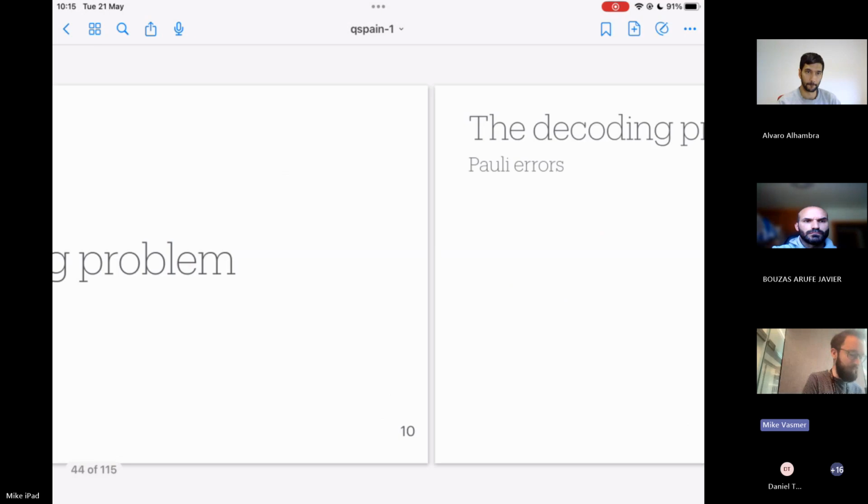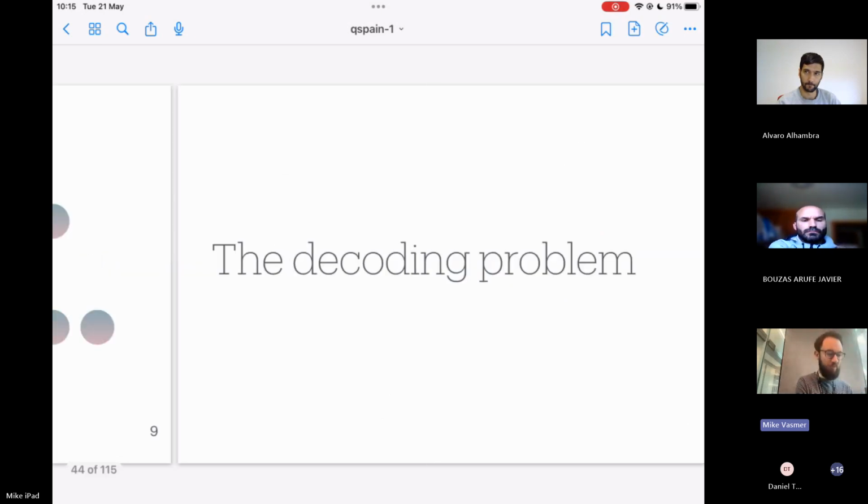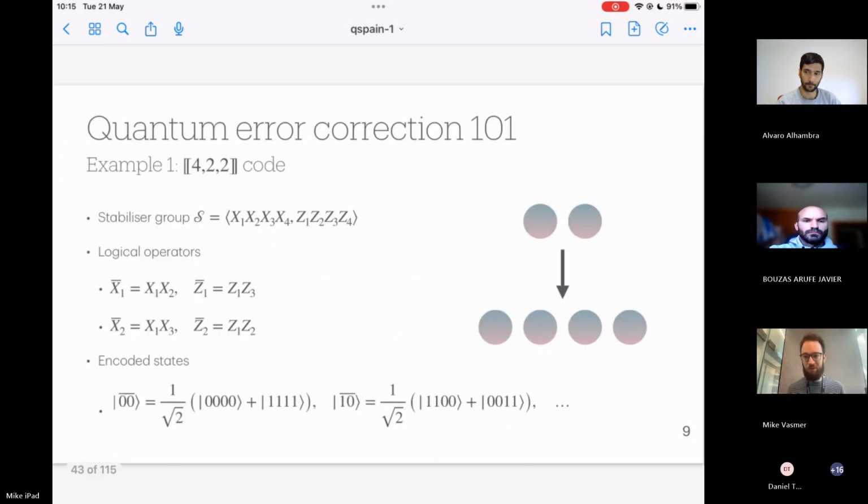Okay, right. So that's the end of the very fast introduction to quantum error correction. Before moving on, I just want to see if anyone has any questions at this point. Yeah, I think I see one here. I'm just going to look at the chat.